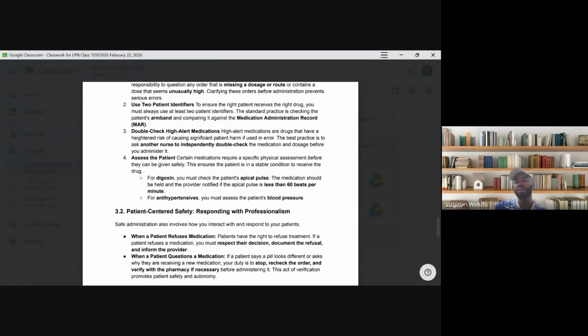And the next thing, if a patient asks you a question or says the medication you're offering is not something they are used to, or it's different from what they have been taking, you don't just ignore them and carry on. You stop, you recheck the order, and you verify with the pharmacy if necessary. Then you continue. If it's not right, you report to the provider. Okay.